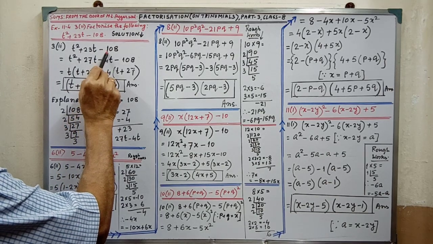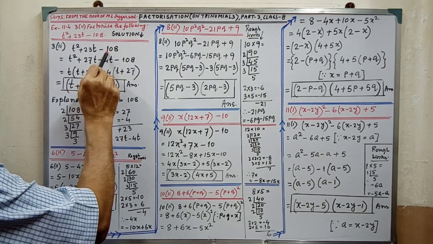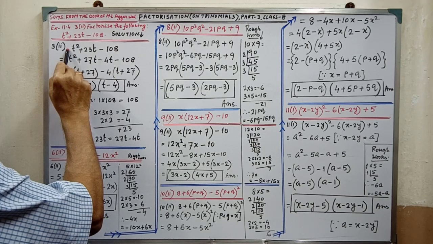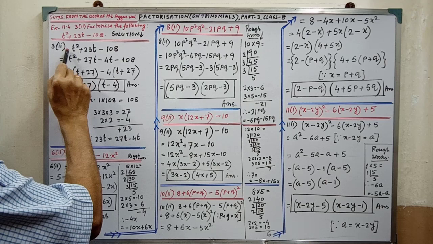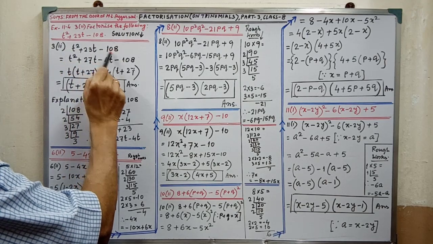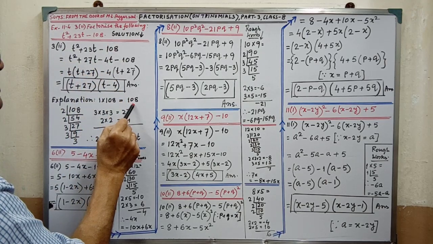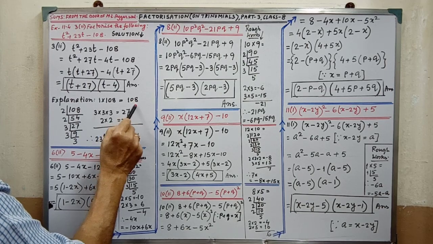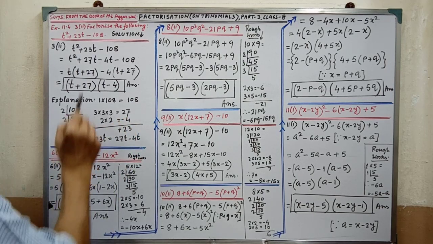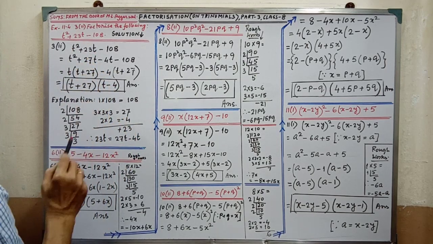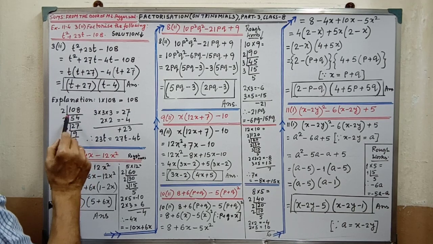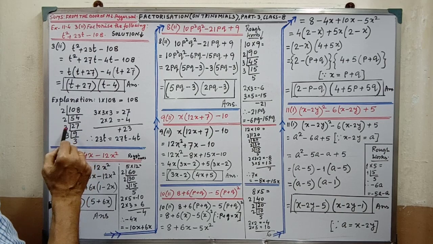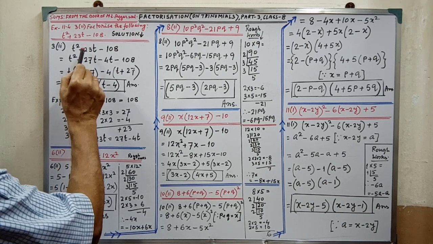Here the constant number is 108 and the coefficient of t square is nothing, meaning 1, and you have to multiply the coefficient of t square and the constant term. By multiplication we are getting 108. For this 108 we have to do LCM for breaking the middle term. After LCM we are getting these factors. With the help of these factors we have to break this.